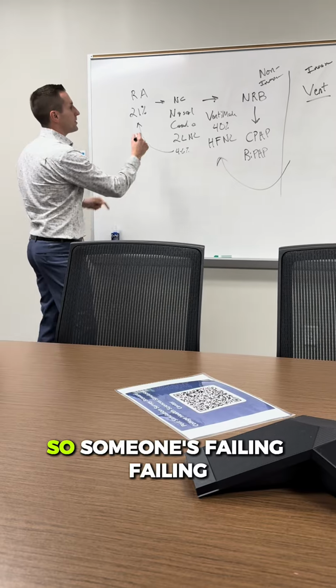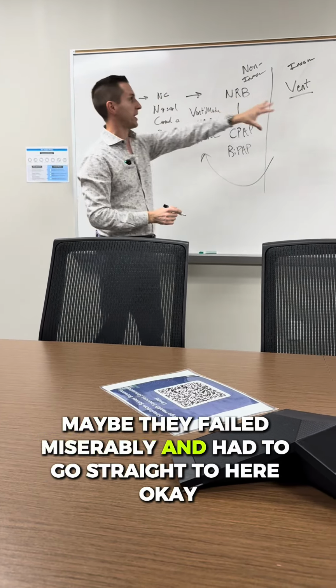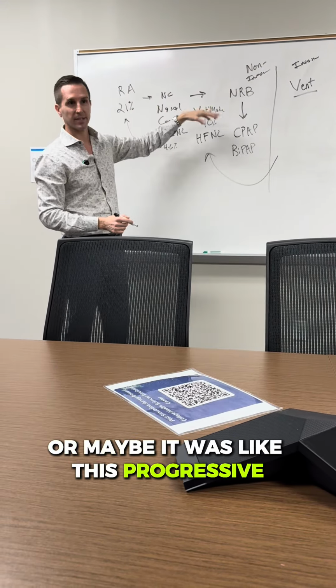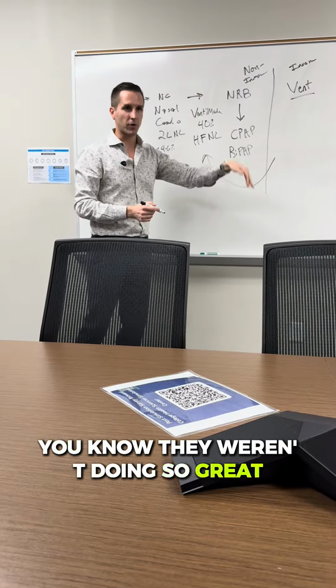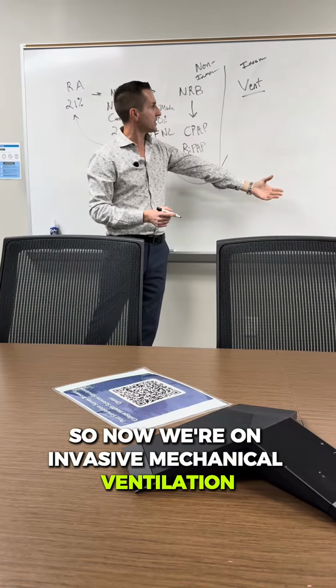So someone's failing, not doing so great. Maybe they failed miserably and had to go straight to here. Or maybe it was a progressive kind of thing, not chronic, but they weren't doing so great. We tried to salvage them, we couldn't. So now we're on invasive mechanical ventilation.